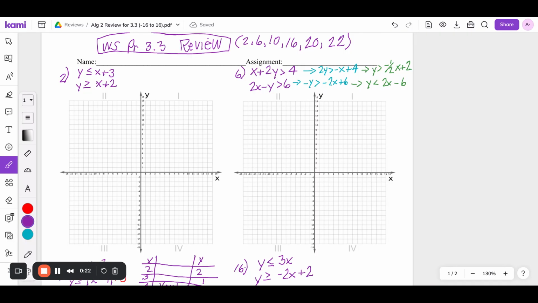If you notice in number 2, it was a system of inequalities. You do have to graph the lines. They are in y equals mx plus b form. So you are going to plot the y-intercept for the first graph.